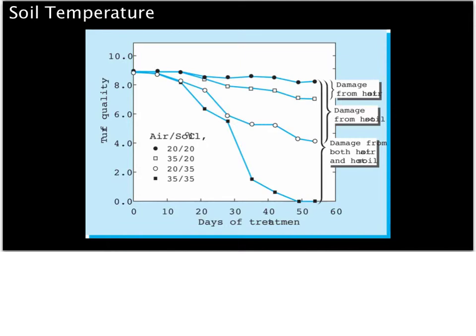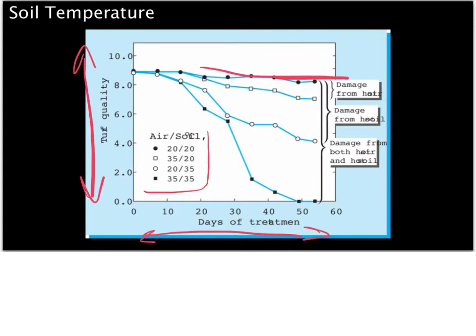This is turf grass. So we have turf quality, and then we have how many days they were exposed to a particular treatment. Here are the treatments right here. If we have a dark circle, that means we have an air temperature of 20 degrees C, about 68 degrees Fahrenheit, and 20 degrees C in the soil. And we have fairly steady growth throughout the duration of this experiment.